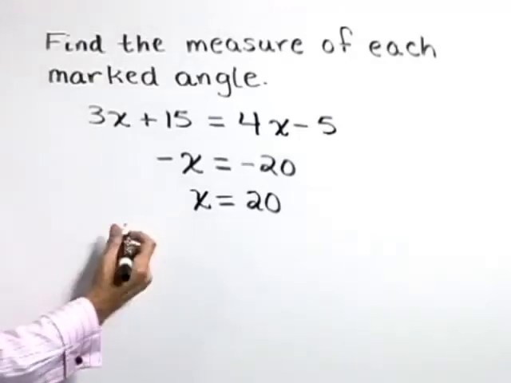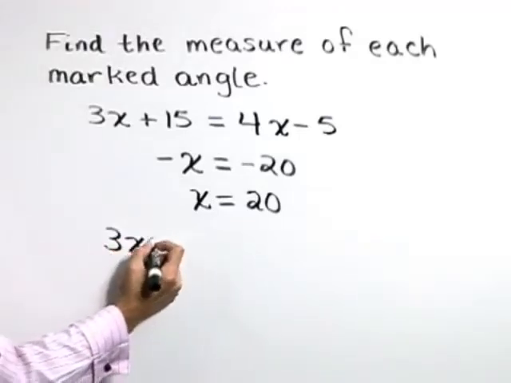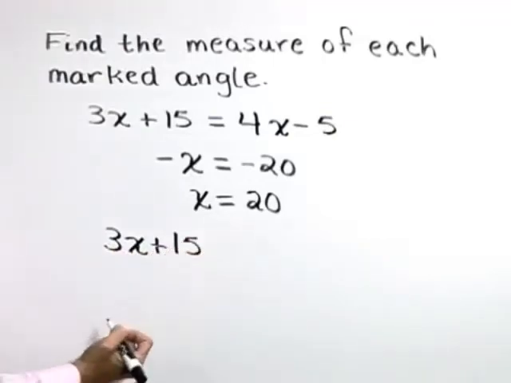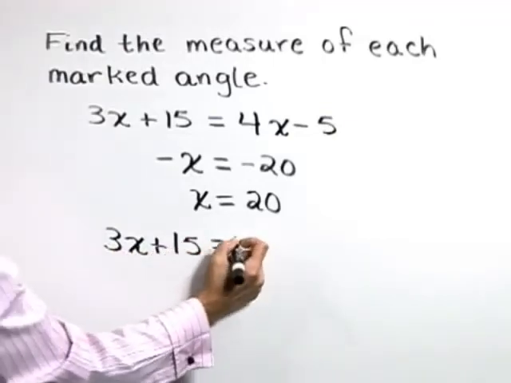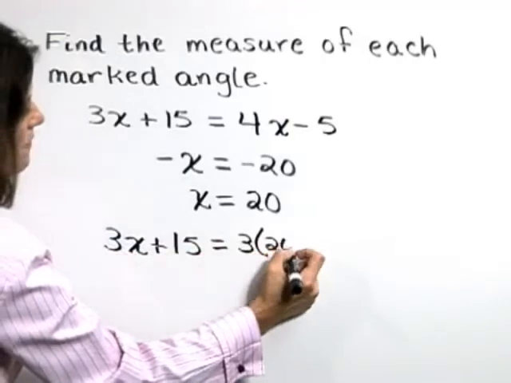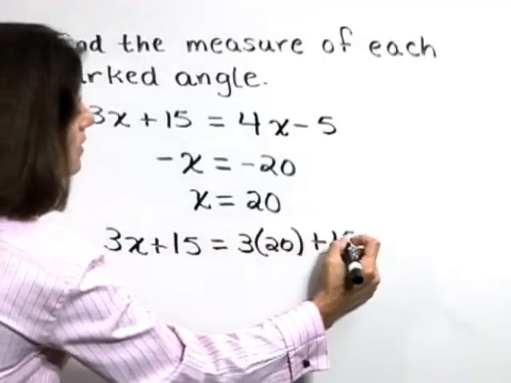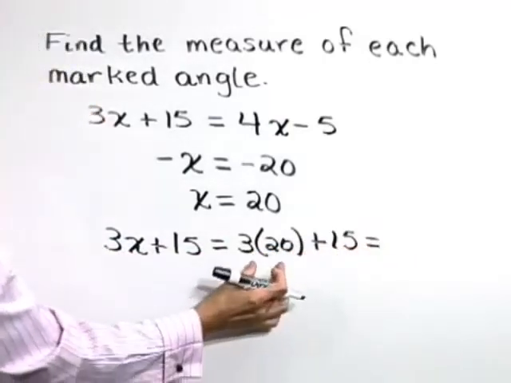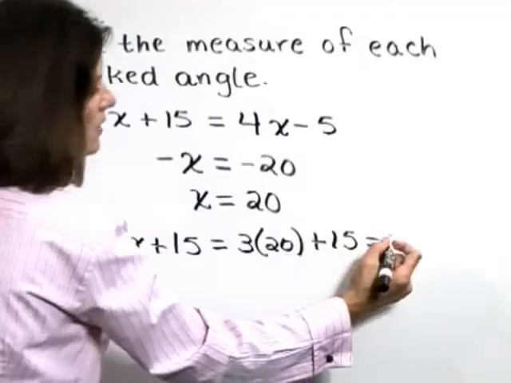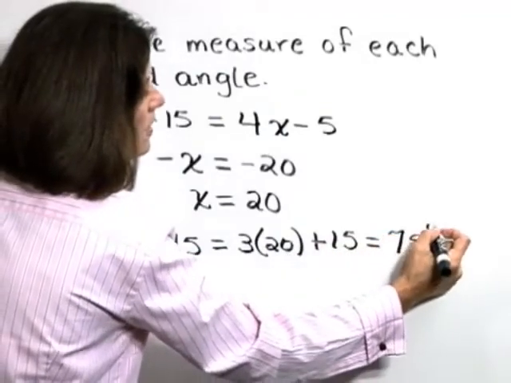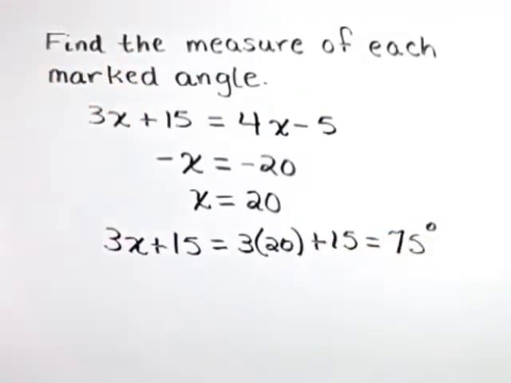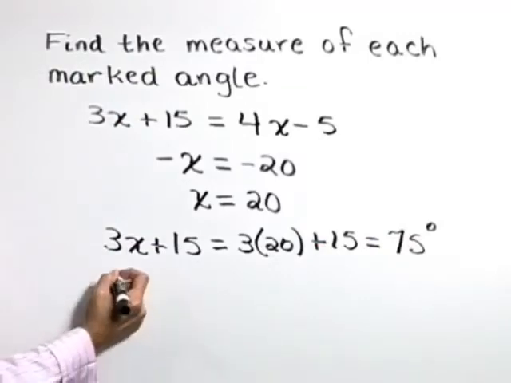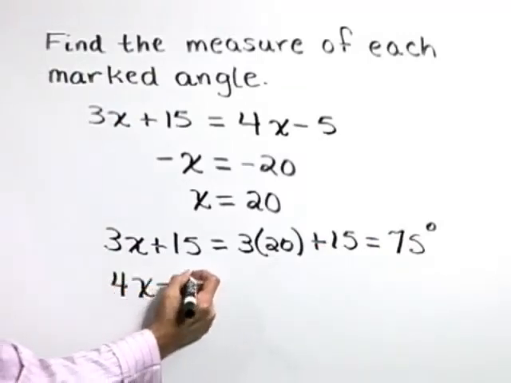We're given one angle as 3x plus 15. Substituting x equal 20, we have 3 times 20 plus 15. That's 60 plus 15, or 75. 75 degrees, that is. The other angle is 4x minus 5.